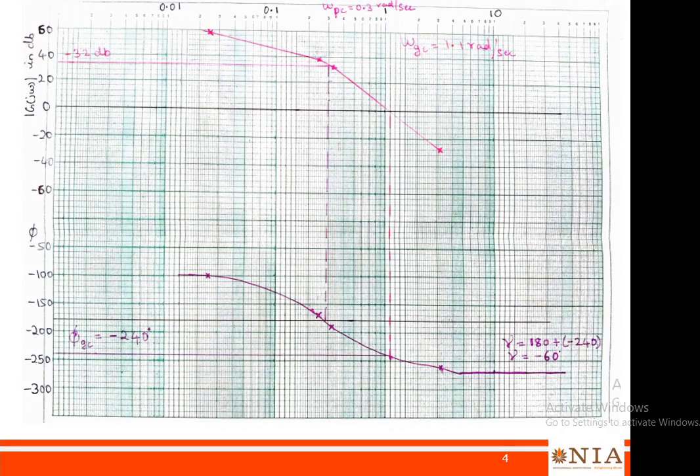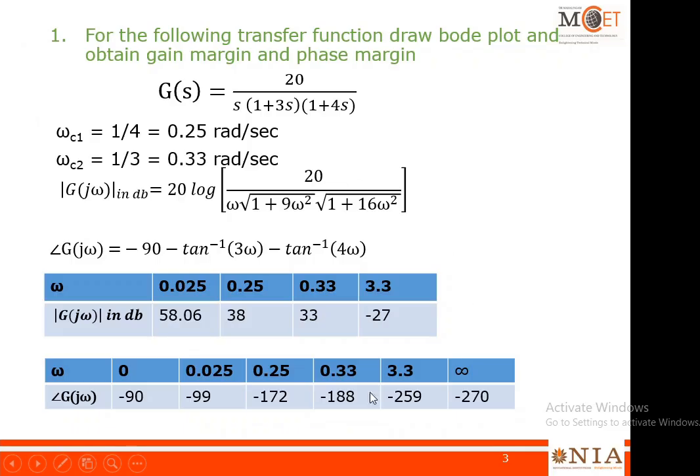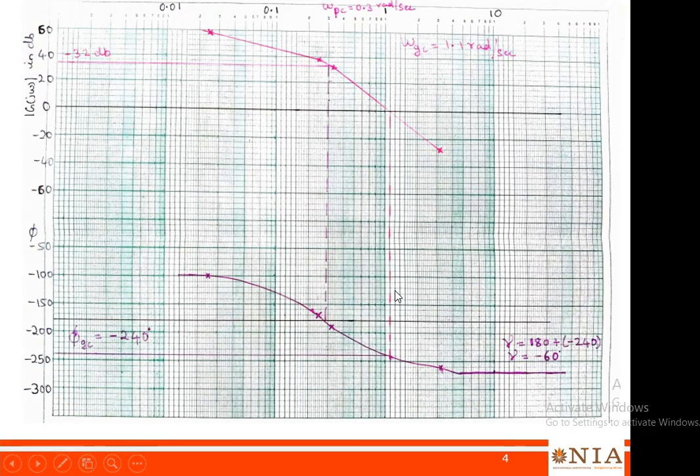So I have drawn the graph here. You know that this is a semilog graph sheet. If the first point is 0.01, then the next one will be 0.1, then 1, then 10. So the frequency should go in multiples of 10. Depending upon these frequency values, I have chosen the x-axis. I want a point 0.025, I want a point 0.25, and I want a point 3.3. So I have chosen it like this.